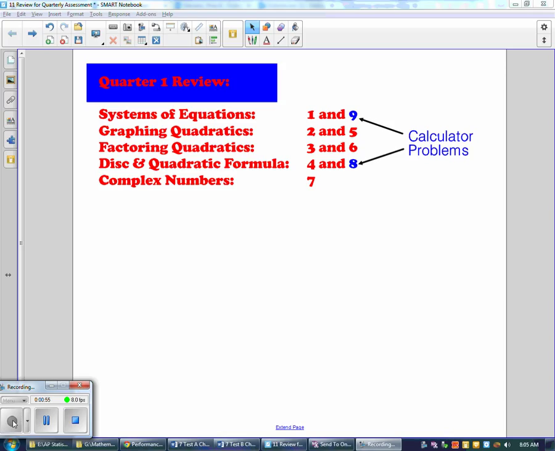Notice that 8 and 9 are written in blue, and that's because they correspond to the calculator problems on the quarterly assessment. So most of the assessment you are to do without a calculator, but the whole thing can actually be done without a calculator. But the last 2 problems you're allowed to use a calculator, and so I'll show you how to do that then. So the first tutorial that I'm going to go through has to do with systems of equations.